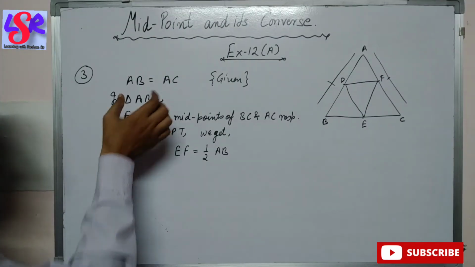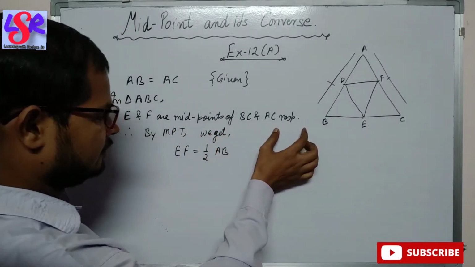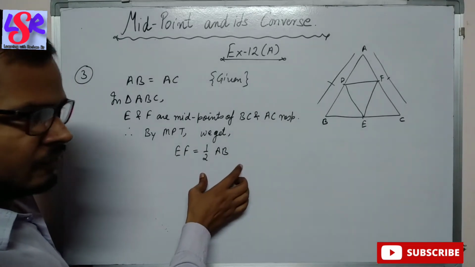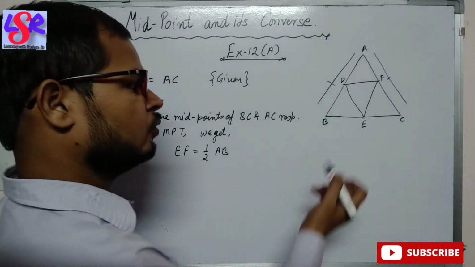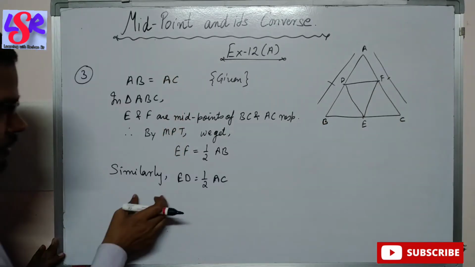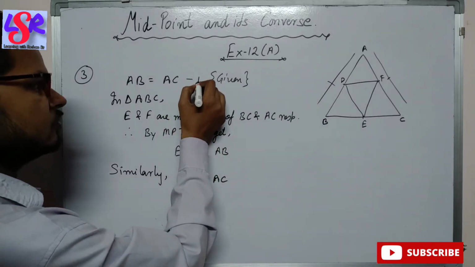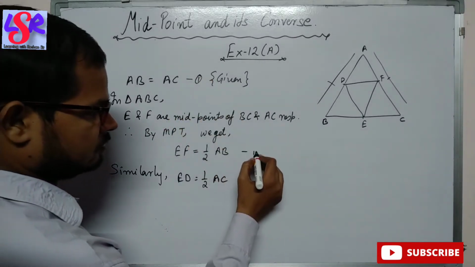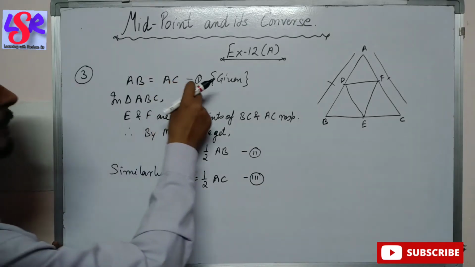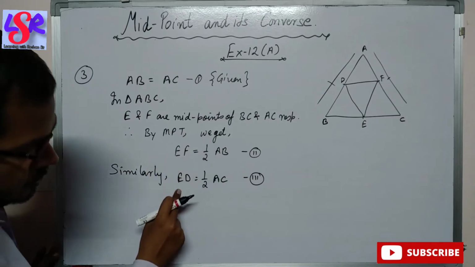Now in triangle ABC, we have E and F as the midpoints of the sides BC and AC respectively. So by the midpoint theorem, we get EF equals to half of AB. And similarly, we can do for ED equals to half of AC. And here, similarly, AD equals to half of AC. Now we can put this one as equation number 1, this one as equation number 2, and this one as equation number 3. And from comparing all the three equations, we get EF equals to ED.